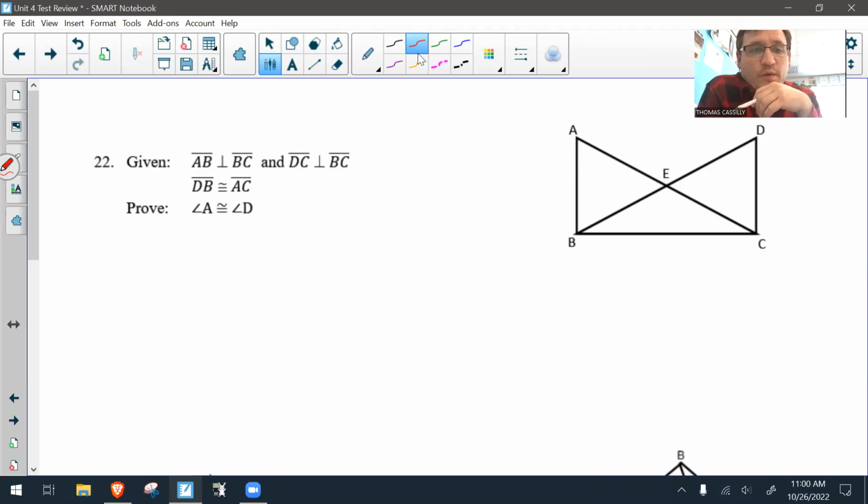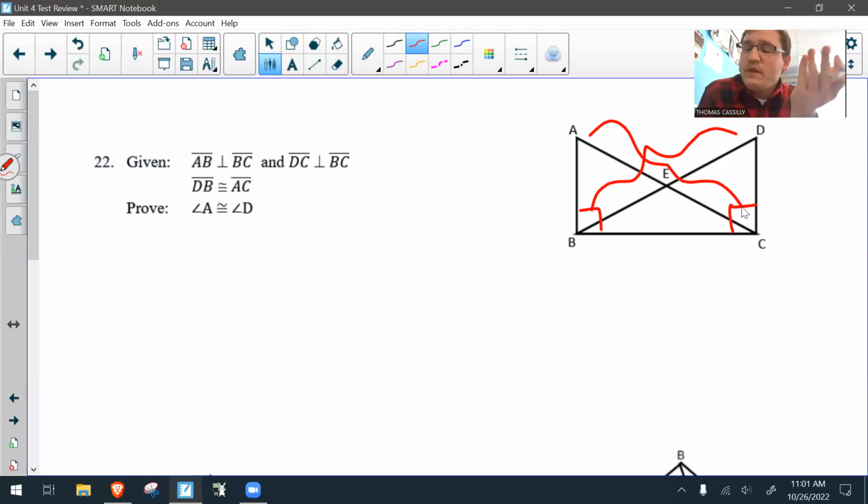All right. Now, we are given that AB and BC are perpendicular. So AB and BC are perpendicular. We are also given that DC and BC are perpendicular. And we are given DB is congruent to AC. All right, now from here, I know I've been talking a lot about these overlapping triangles, and it turns out this one is going to be an HL kind of proof.